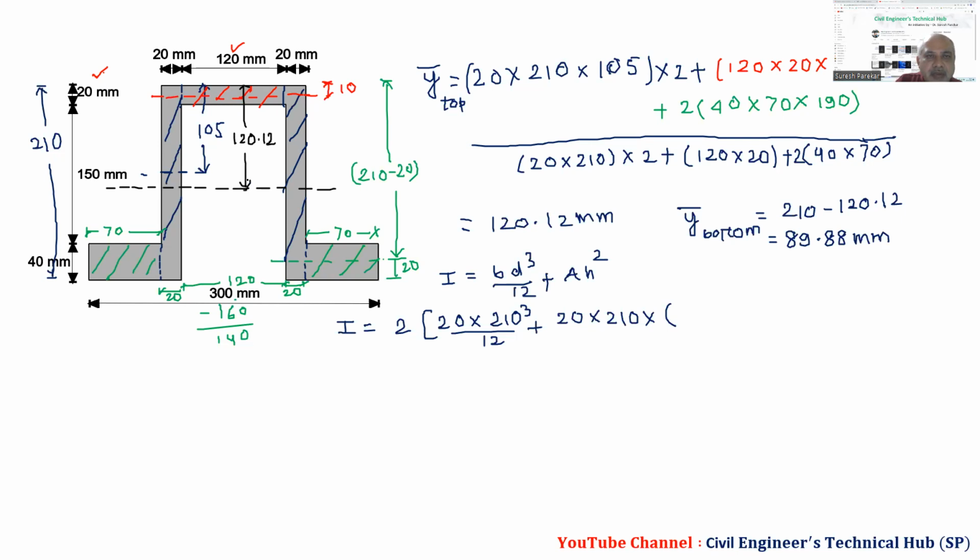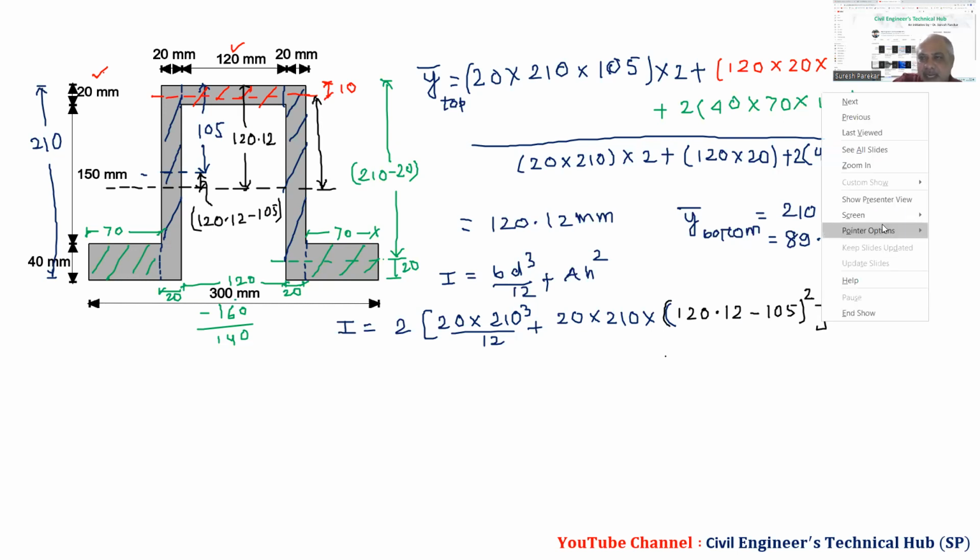So we have this as 120.12. Now we have the distance between these two. Sorry, this is the second one. First we have between these two, and this distance we have 120.12 minus 105. So I will write with this color only: 120.12 minus 105, whole square. This is for the first. Now we will go to the second.